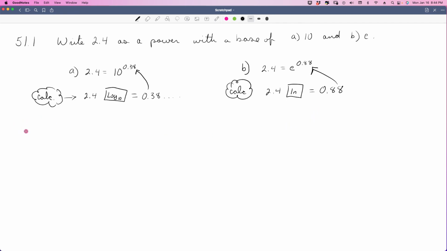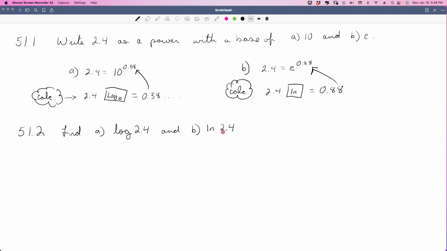Let's do 51.2. Let me write it out for us. All right, so 51.2 says to find A, the log of 2.4, and B, the ln of 2.4. Or I should say the common logarithm 2.4 and the natural logarithm 2.4. So that's the way we want to call that. Common logarithm, natural logarithm. So that's what we're doing for all of these. So log indicates that it's a base 10 exponent. So this is a base 10, and this is going to be a base e.